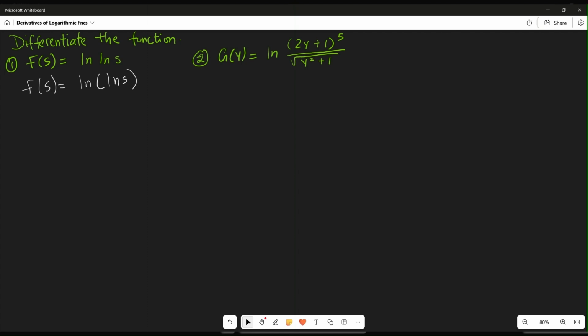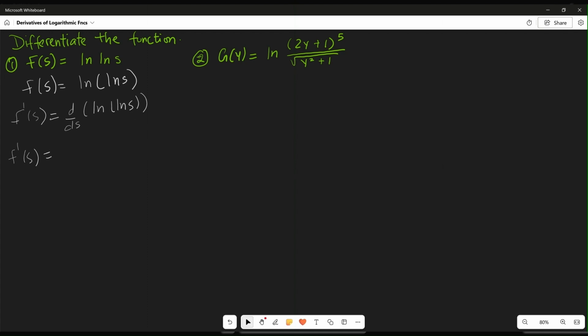So we can use the same formula here, correct? Derivative of natural log, and this is clearly the chain rule problem.